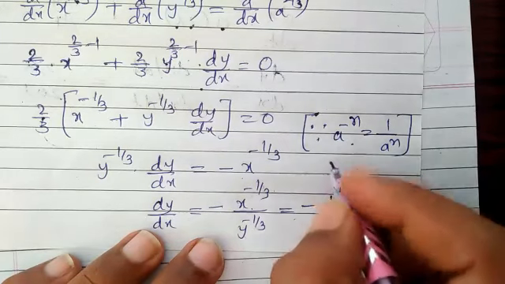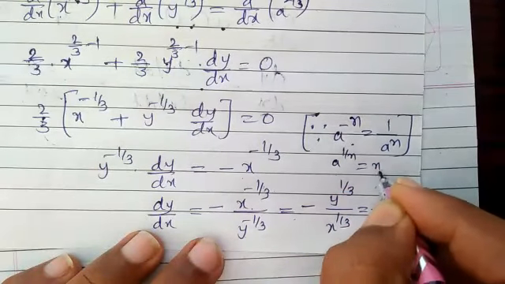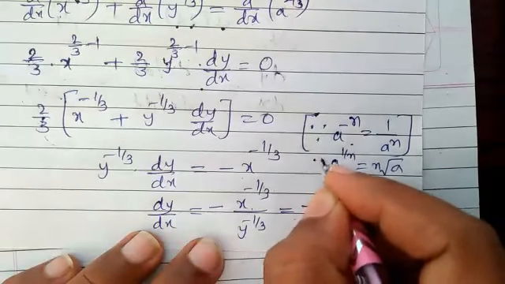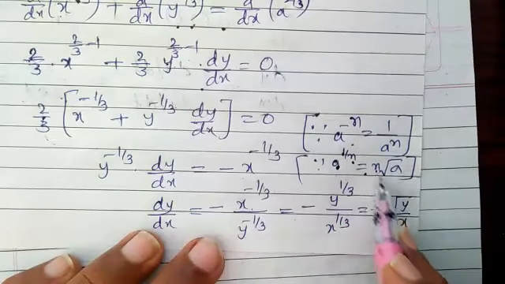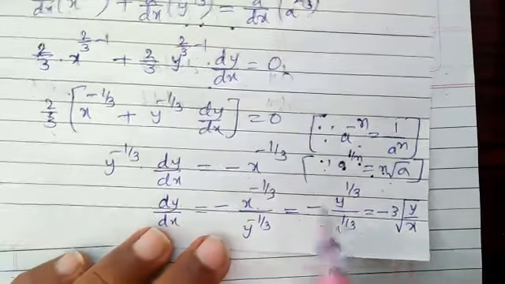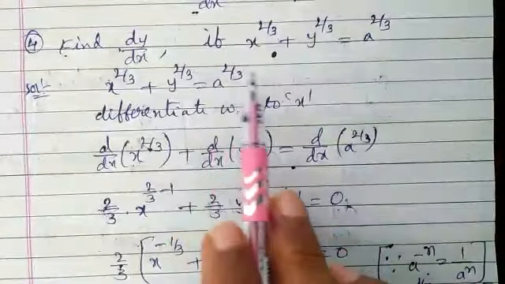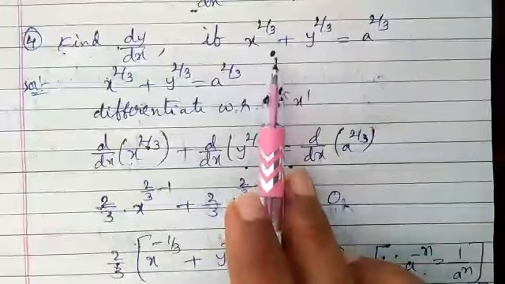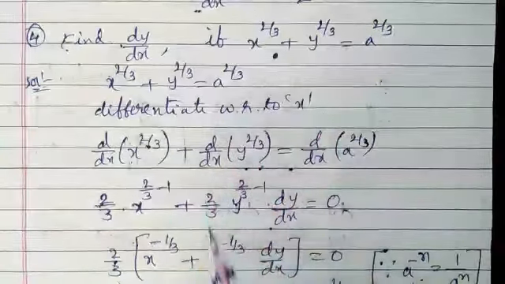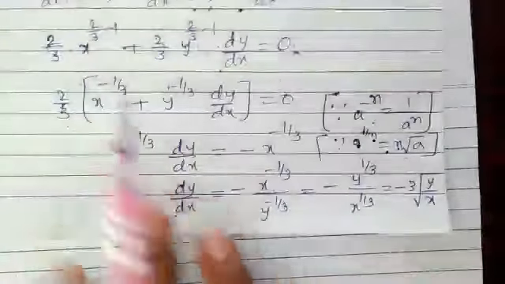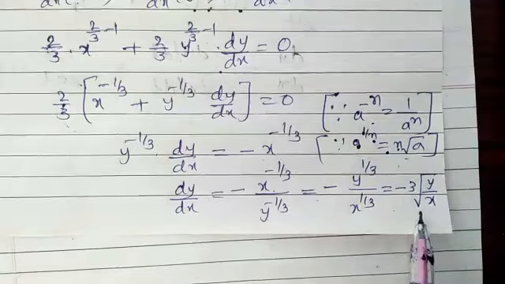a power 1 by n means you can write the nth root of a. So a power 1 by n is equal to the nth root of a, you can write by applying this. Sometimes by observing the question we can solve like this. x power 2 by 3 plus y power 2 by 3, by using normal differentiation we can solve this one. Finally we got this answer minus cube root of y by x.